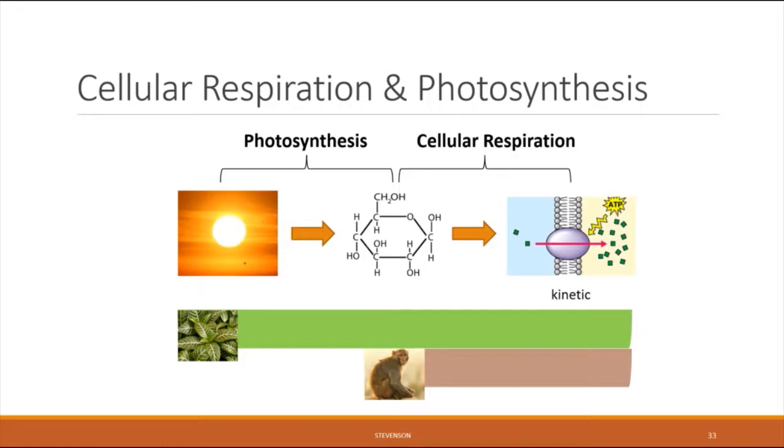So bottom line is that while both plants and animals, while both autotrophs and heterotrophs perform cellular respiration to break down sugars, only the plants make those sugars themselves. The heterotrophs, the animals, do not do that.